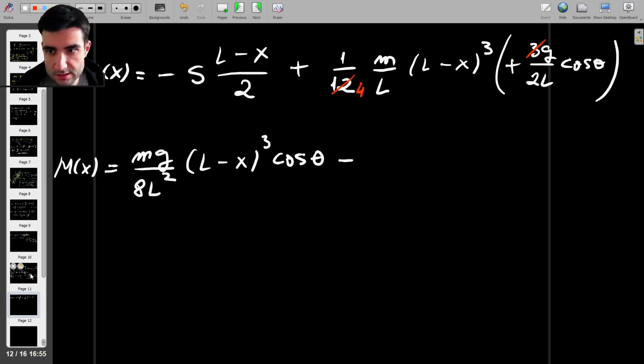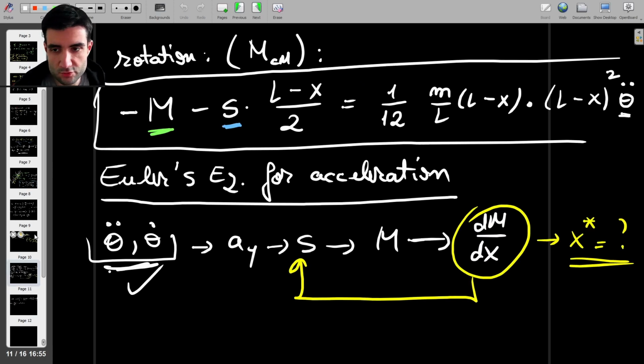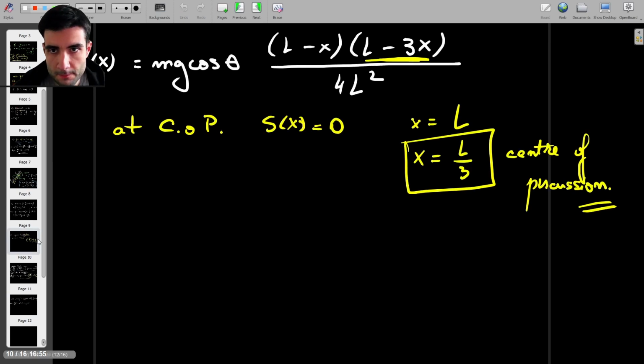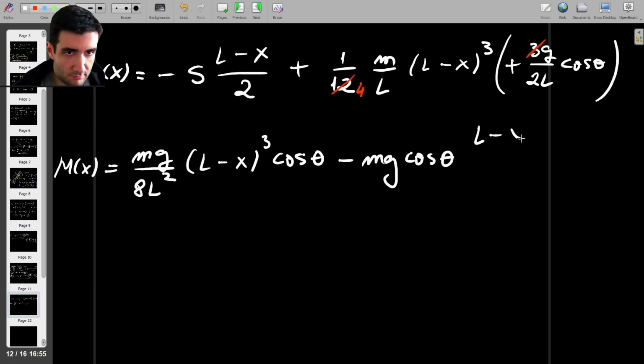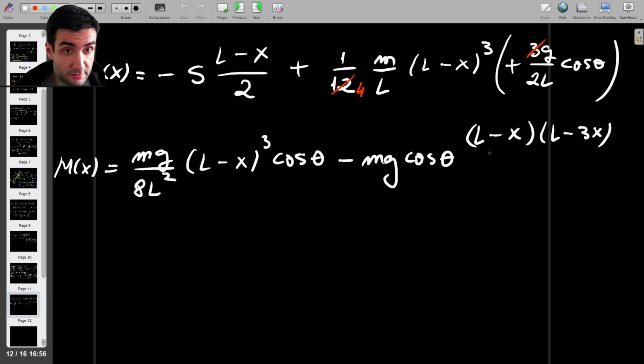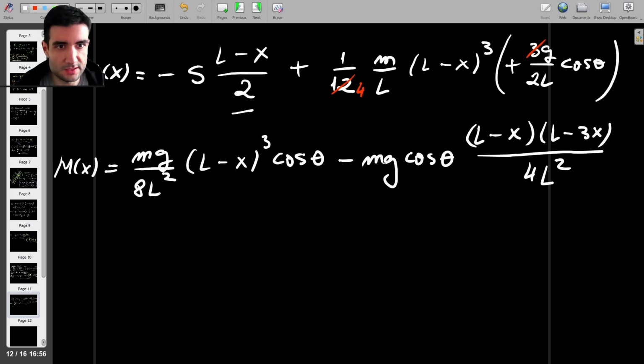And then we have minus, and now we just write the shear force. So the shear force is mg cosine theta, so mg cosine theta times that term with L minus x and L minus 3x. And I think it's over 4L squared, and this is then multiplied by L minus x over 2. Okay, this is a relatively long expression, but we can factorize a few things and make it look slightly nicer.